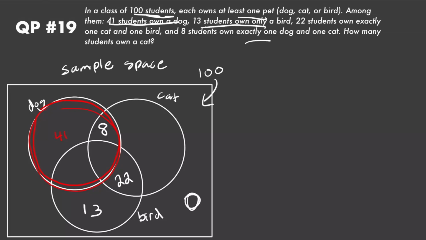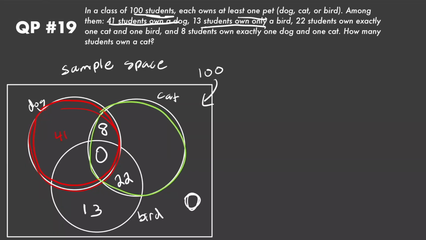Also, I forgot to actually write it in this question here, but on the original it also says that 0 students can have all 3 pets as well. So now once we write it all out like this, it should be pretty simple to solve for the cat region, which is right here.